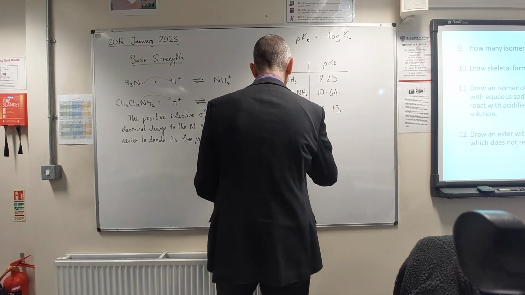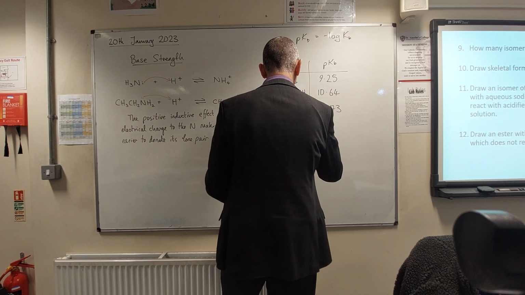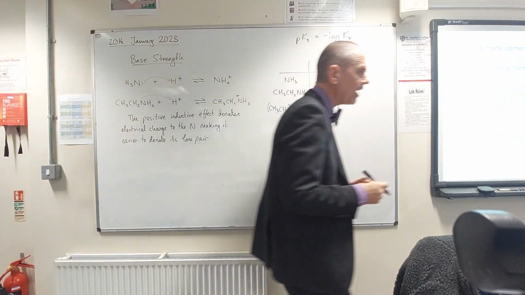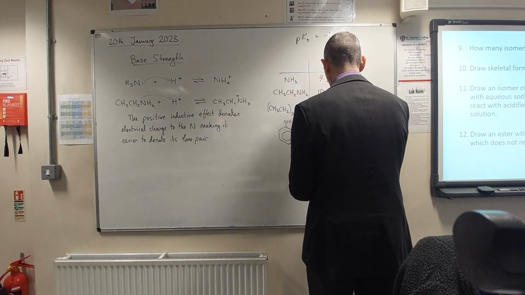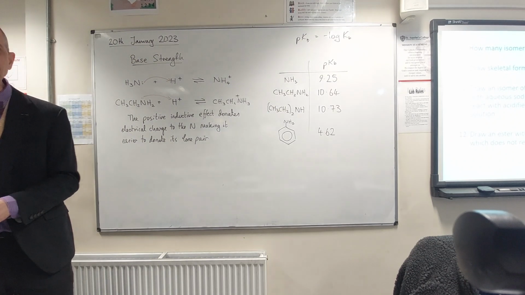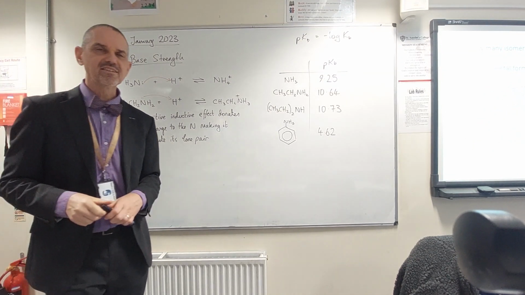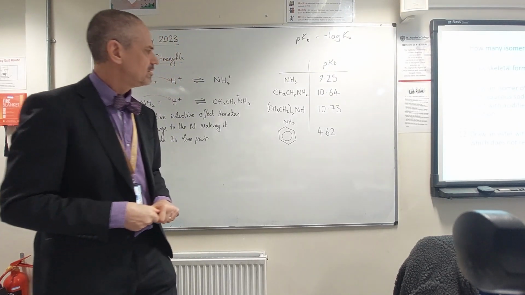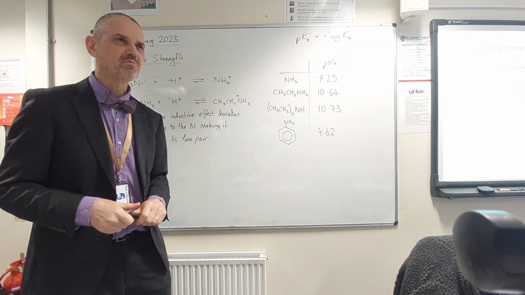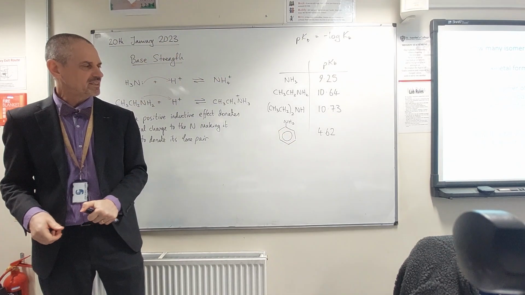But what if we put a benzene ring on? Yeah, we know about benzene rings now. That does something very dramatic to the base strength. It seems to almost completely fall off. 4.62 is hardly a base at all. What's going on there? Why does a benzene ring mean the base strength plummets?